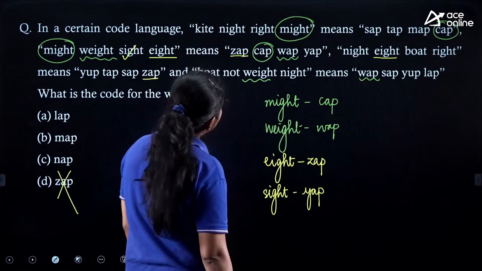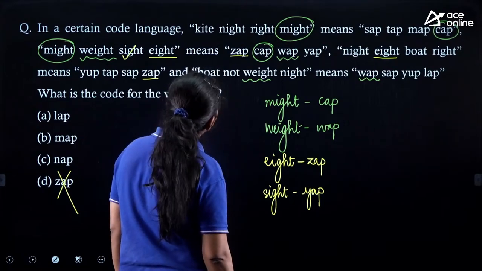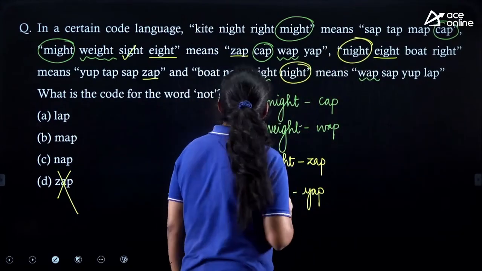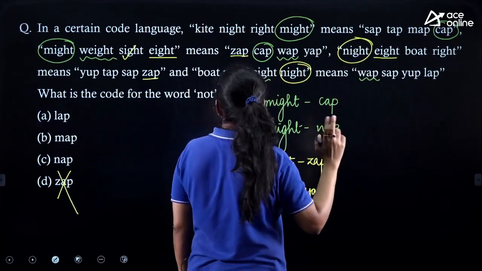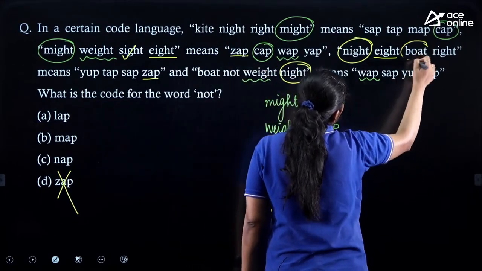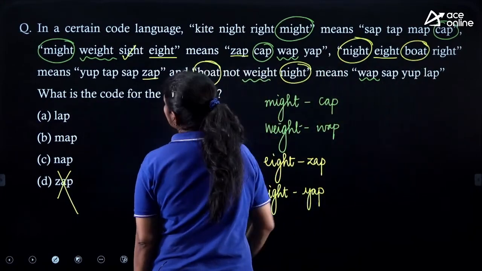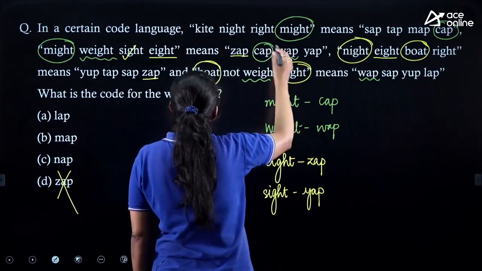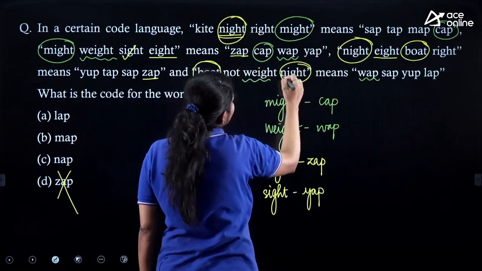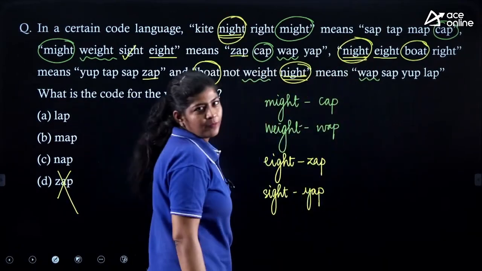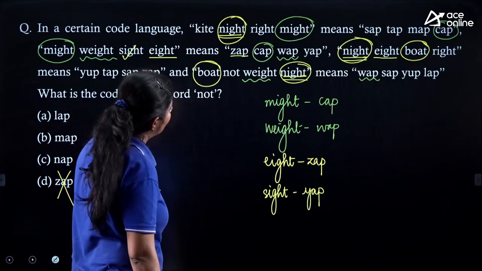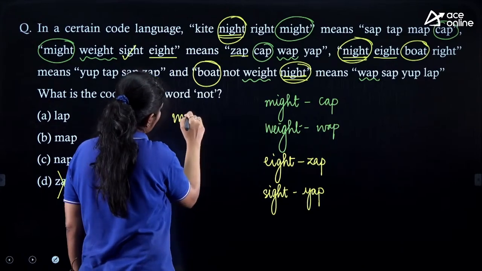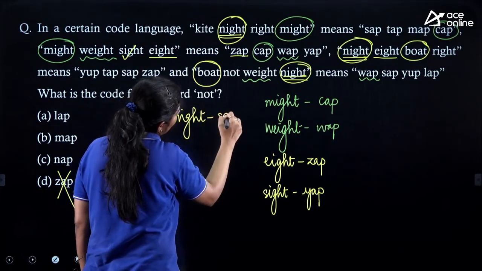Now in the next one, we can say that the next common word that we are having over here is night, right? But there's one more thing, which is we are having boat and boat also over here. Okay. But here we are having night over here also, wait. Right? So through this we can easily get the code for night, and the code for night is SAP. For the word night, we are having a code SAP.